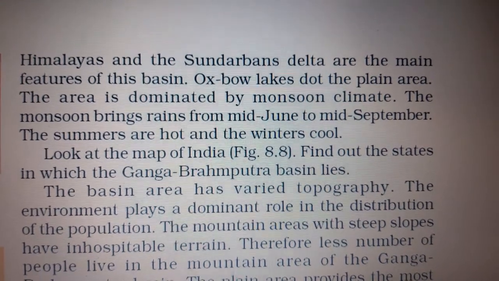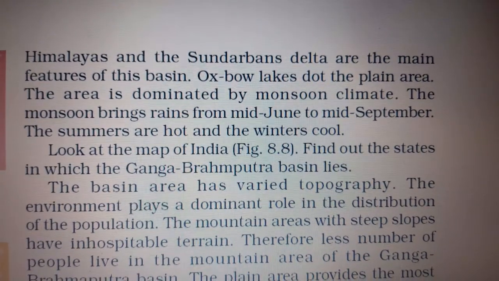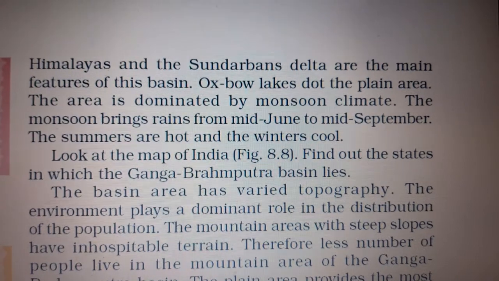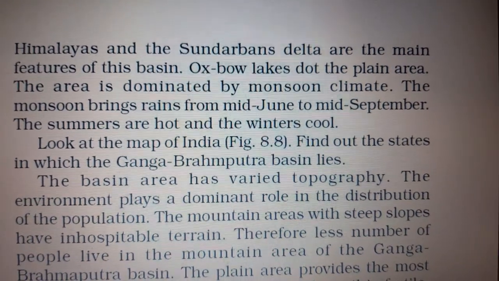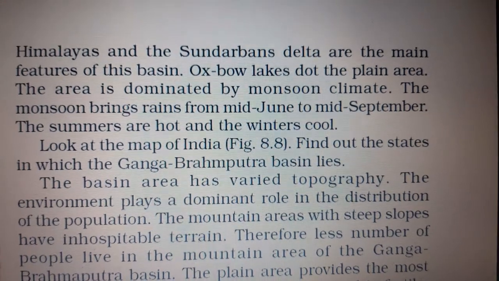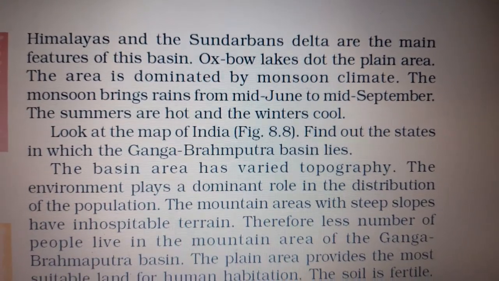But the climate we have is a monsoon type of climate. The monsoon brings rains. When it comes, it rains in our India, in Haryana and Punjab, Uttar Pradesh, from mid June to mid September. So what is the climate here? The summers are hot and the winters are cool.